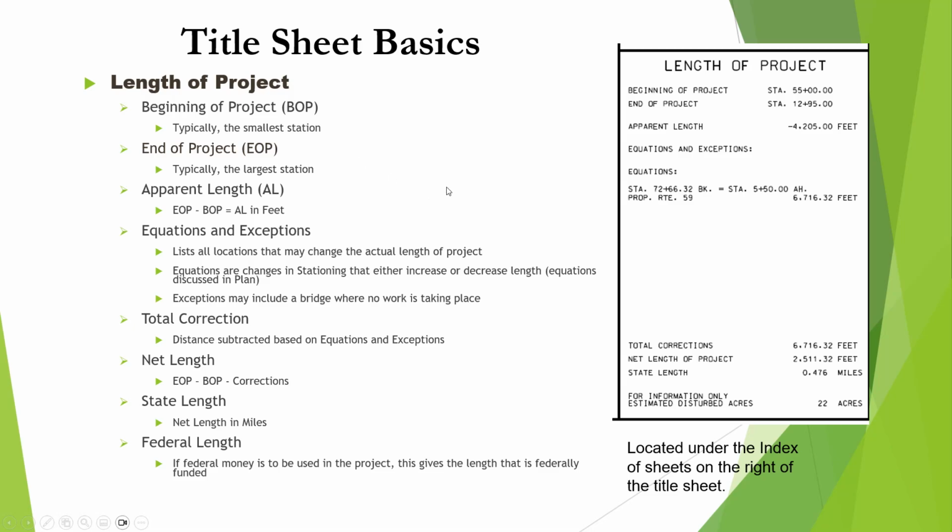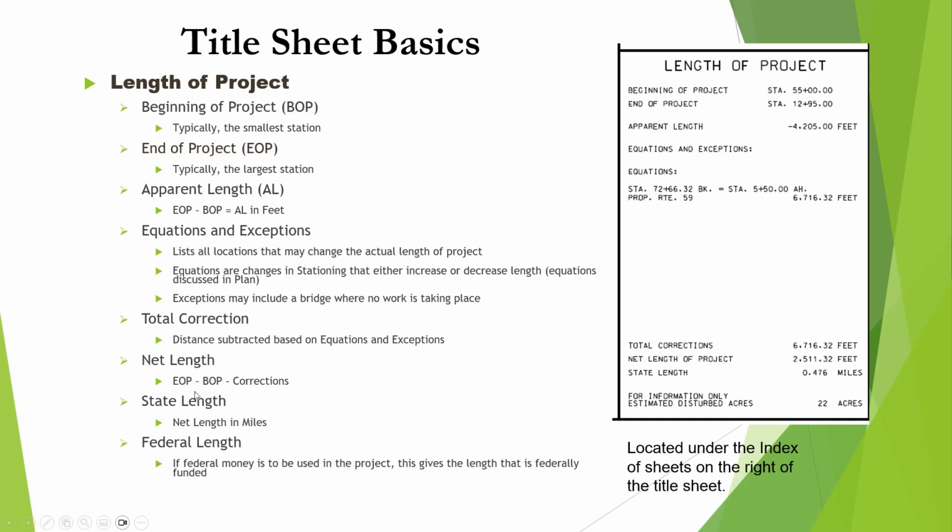Now, what throws it all off is the equations and exceptions, which we'll talk about later in another video as well. Lists all locations that may change the actual length of the project. Equations are changes in stationing that either increase or decrease length. Equations are discussed in the plan area when we get to that. Exceptions may include a bridge where no work is taking place. Total correction is the distance subtracted based on equations and exceptions.